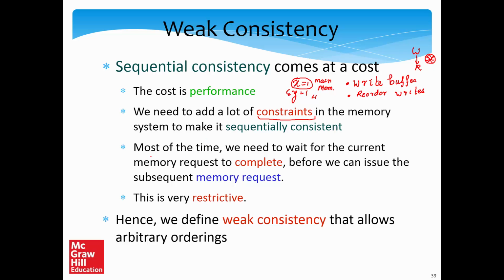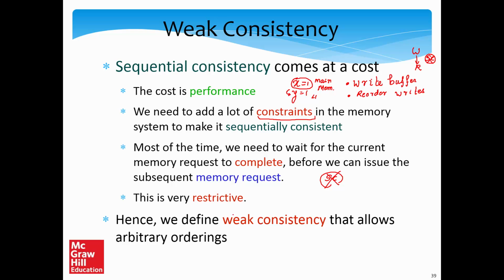So what I'm writing on the slide is, most of the time, we need to wait for the current memory request to complete before we can issue the subsequent memory request. This is very restrictive and artificial, and most of the time it does not make a difference which one completes first and which one completes later, and we just have to write our program in a different way. So that's the reason in almost all commercial systems, sequential consistency is not observed. What is rather observed is something called weak consistency. There can be many other models, but I'll only discuss two in this book.